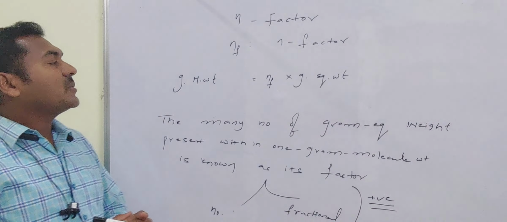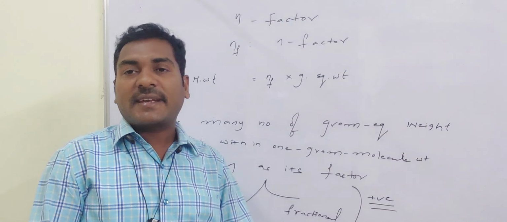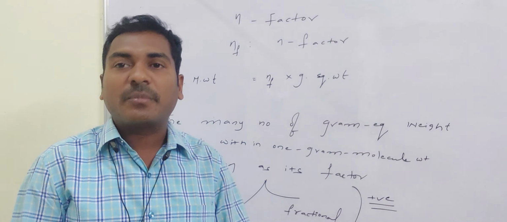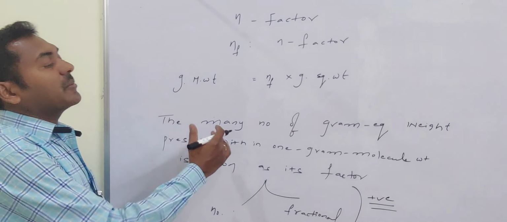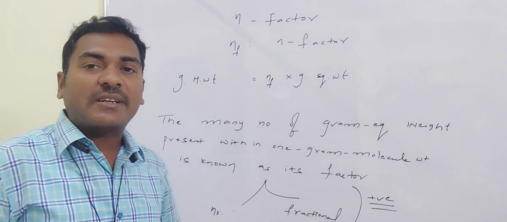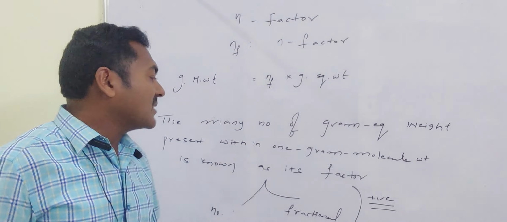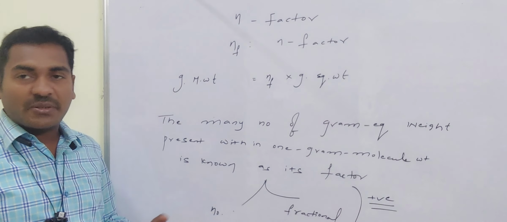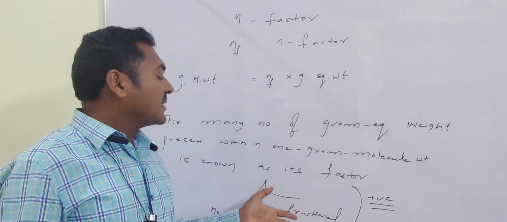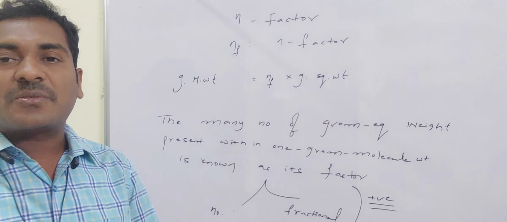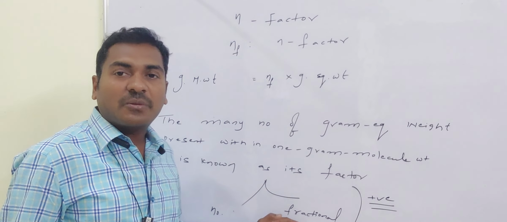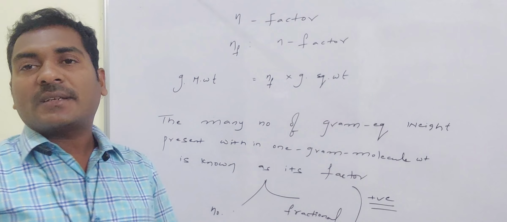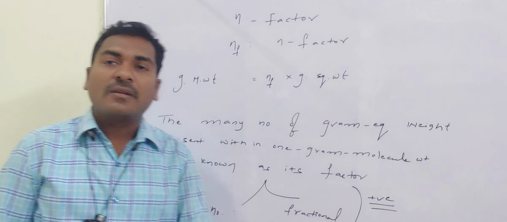So n factor, indicated with NF, is very important to interrelate the gram molecular weight and the gram equivalent weight. The n factor times of gram equivalent weight will become equal to gram molecular weight. The number of gram equivalent weights present within 1 gram molecular weight is known as its corresponding n factor. In the majority of normal reactions, n factor will be a positive number, whereas in some other cases, exceptionally, it is also a fractional value. But in any case, it is a positive value, it is never negative.